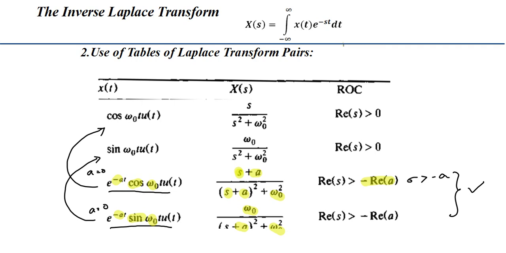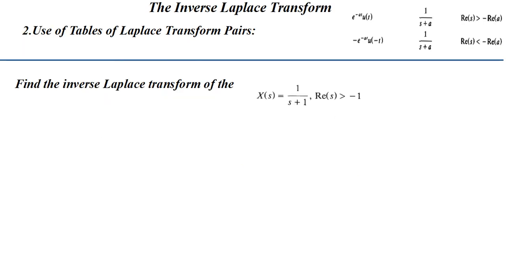Now we'll try some problems. Find the inverse Laplace transform of X of s equal to 1 by s plus 1, real part of s greater than minus 1. This is a very simple question, and simply we will check the ROC. This is the j omega axis, and here it is minus 1, and real part of s greater than minus 1 like this. So this indicates a causal signal.